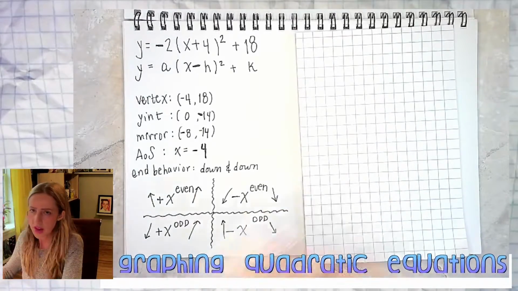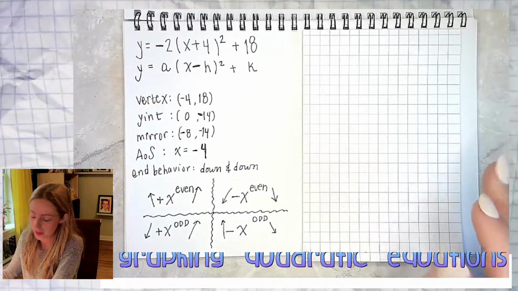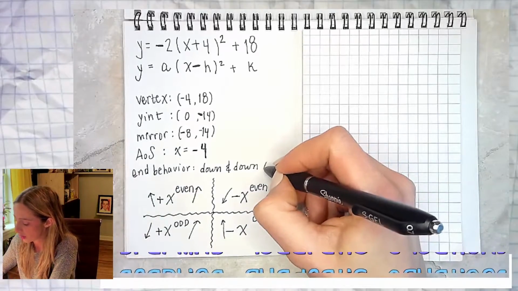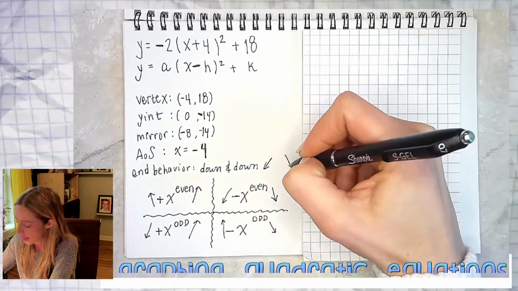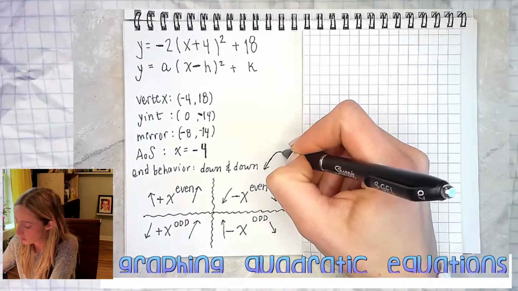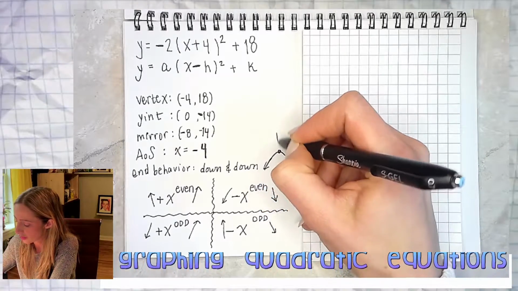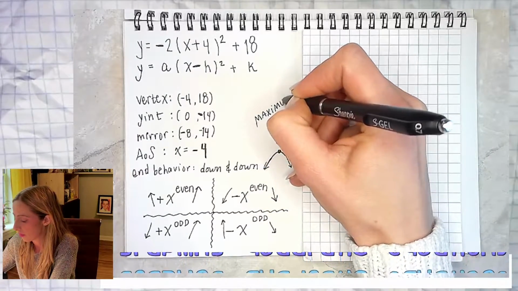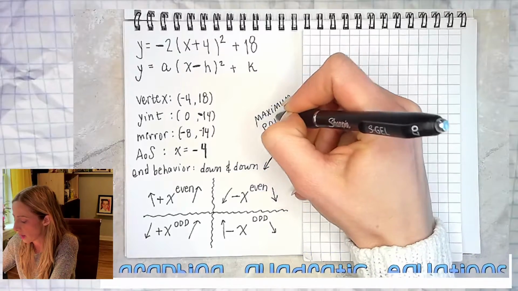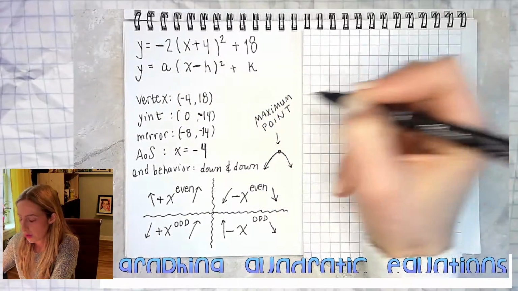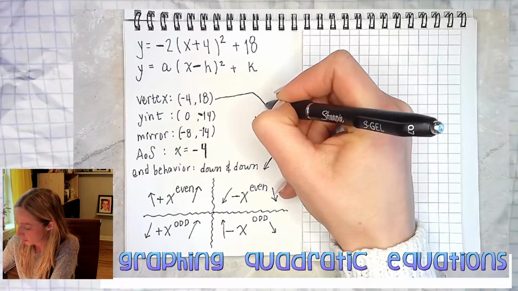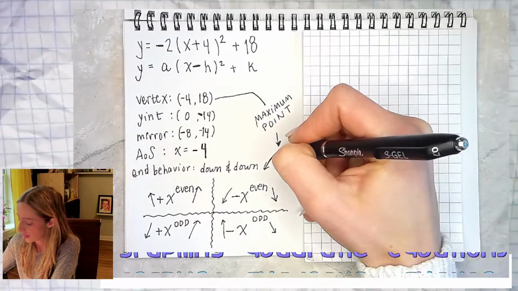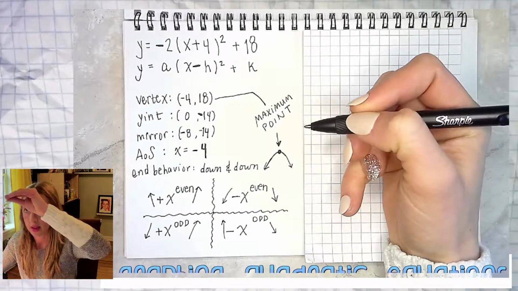Next. Now we would draw it, and maybe drawing it, you rode the struggle bus a little bit. Let's do my trick a little. If it's down, down, I'm going to draw a little sketcheroo. Down, down. That means that your vertex will be at what we call a maximum point. So the vertex of a parabola, when it's got the end behavior down and down, the vertex is what we call a maximum point. It's like the mountain peak.